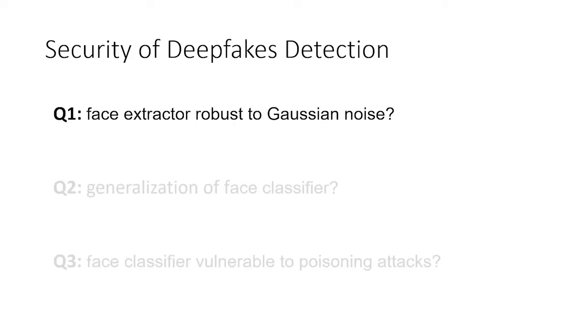After introducing our measurement setup, now let's look at our first question. Is face extractor robust to Gaussian noise? Note that the security of a deepfake detection system relies on the security of both face extractor and face classifier. For example, if the face region cannot be extracted accurately from an image, deepfake detection fails.